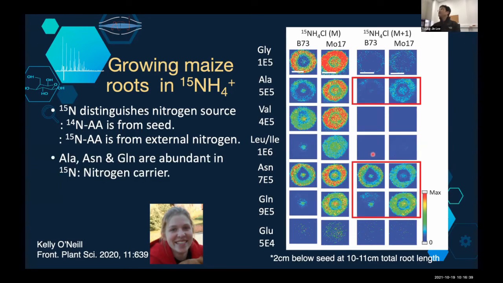But then if you look at 15N labeled amino acids, they are mostly alanine, asparagine, and glutamine. And of course, that's not surprising because they are major nitrogen carriers. But localization information is not changed between 14N amino acid and 15N amino acid. So basically, the plant cells cannot distinguish the nitrogen from the seed versus nutrition.